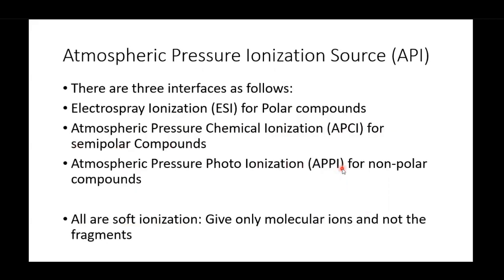Atmospheric pressure ionization is the current way of ionizing the molecules in LCMS, and the major difference is that we are not introducing sample into the vacuum; we are ionizing the sample at atmospheric pressure. There are three techniques: electrospray, atmospheric pressure chemical ionization, and atmospheric pressure photoionization. All are soft ionization techniques, giving only molecular ions and not fragments.